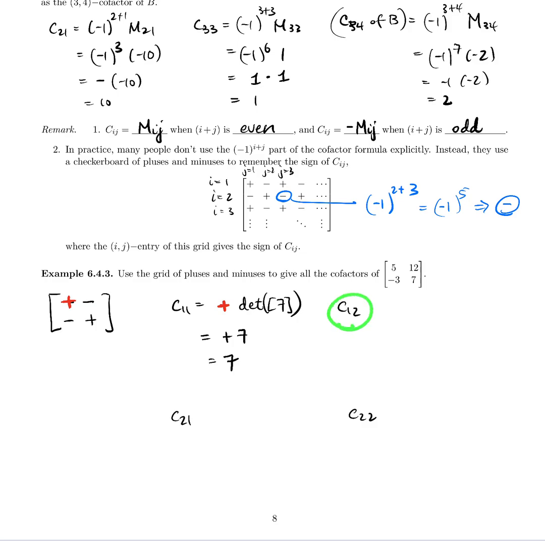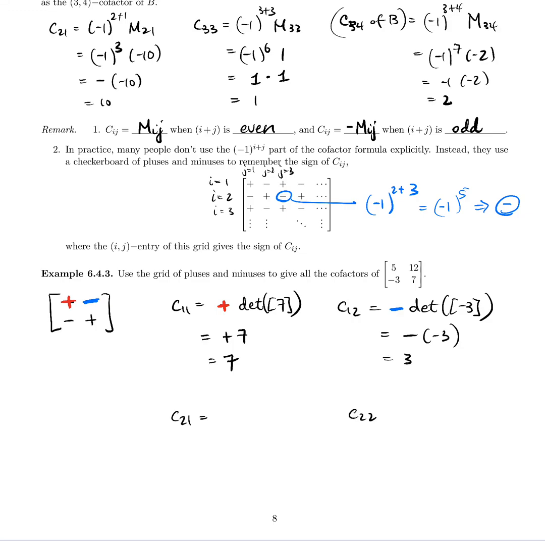C12, the 1,2 cofactor. We're deleting the first row and the second column. So the minor is the determinant of this 1 by 1 matrix, which is -3. Now I need a sign in front of it, and I'm going to use the entry in the 1,2 position of the grid, right there. That is going to be the minus. So we're going to have minus the determinant of this 1 by 1. In other words, we're going to have -(-3), or 3.